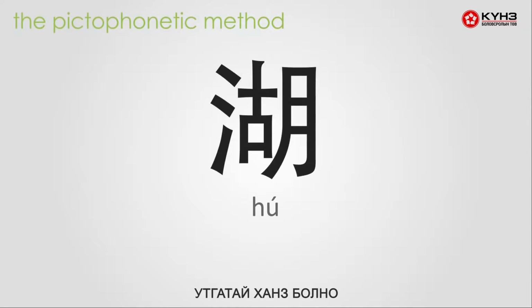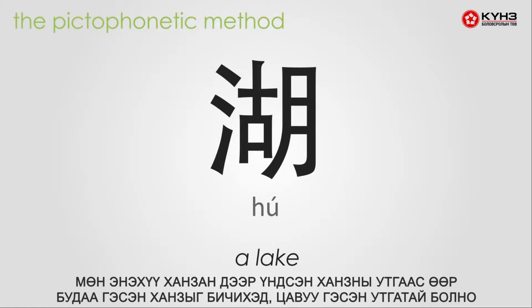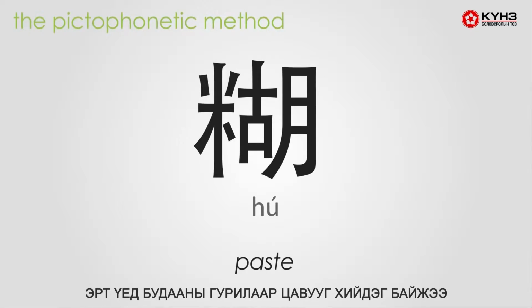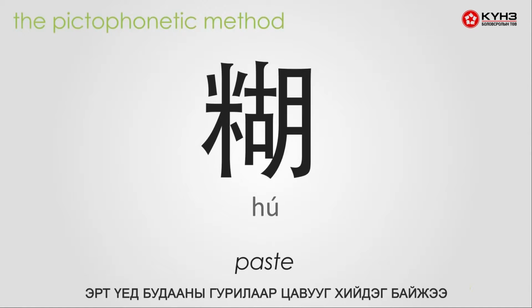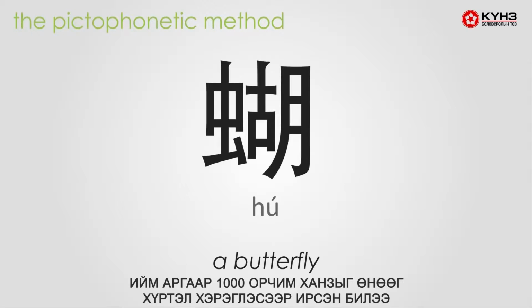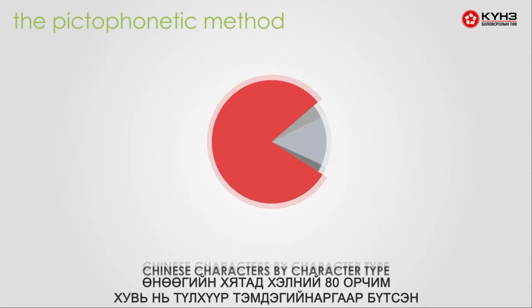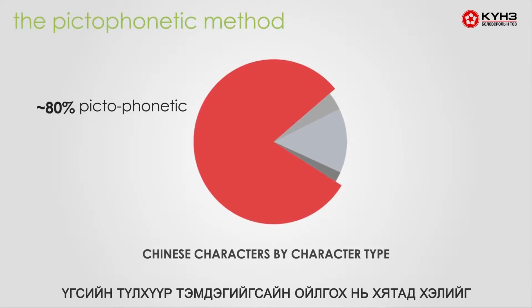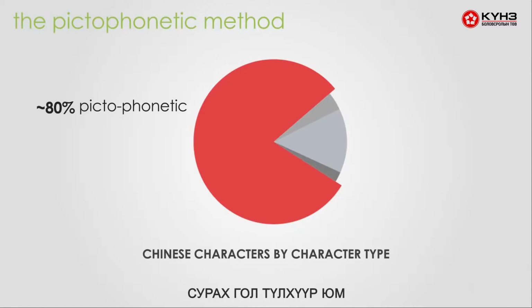word 湖, meaning lake. Using this method, we can also create the character 糊, meaning paste, by adding the rice radical. Paste, in ancient times, often being made from rice flour. And we can add the insect radical to create the character 蝴, which means butterfly. This method has been used to create thousands of characters, and in fact, around 80% of modern Chinese characters have been created this way. Understanding the pictophonetic method is key to understanding modern Chinese characters.